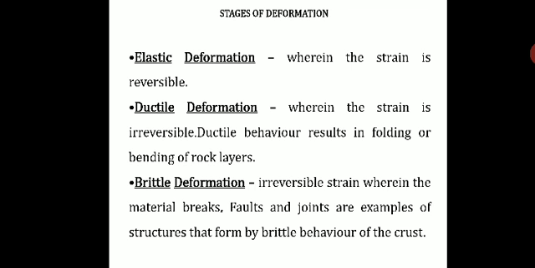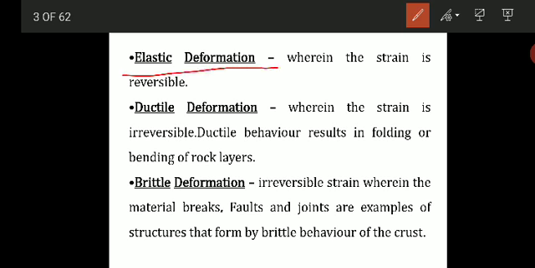To understand the behavior, even rock behaves in an elastic manner. Rock can behave in an elastic way at very low stress. Once the stress exceeds the elastic limit of the rock, the rock will deform permanently, but when the stress is less, it behaves in an elastic manner. That is called elastic deformation, wherein the strain is reversible, like a rubber.